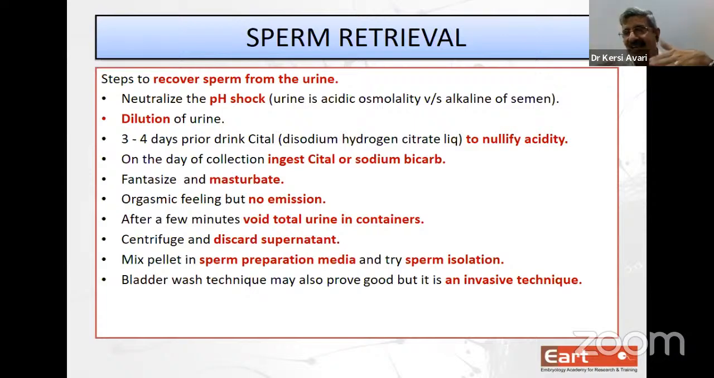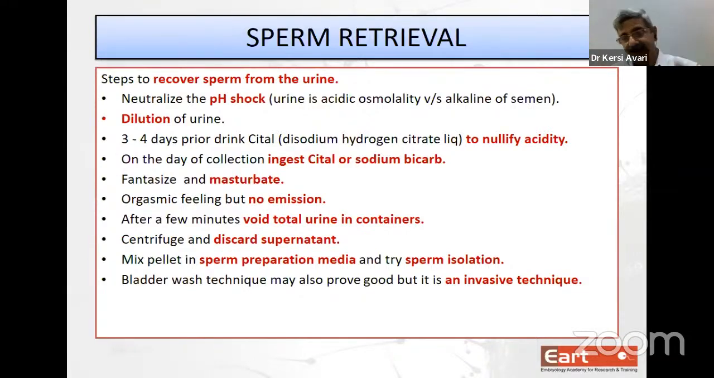Because those crystals scrape off the lining of the urethra. You got it? So hardly 2 ml of urine you pass and you feel, oh gosh, it's a pain, it's a burn. So you are made to use Citral. What does Citral do? It's sodium bicarbonate. It nullifies the acidic action of the urine. So at least it's like a temporary anesthesia which is given to you.